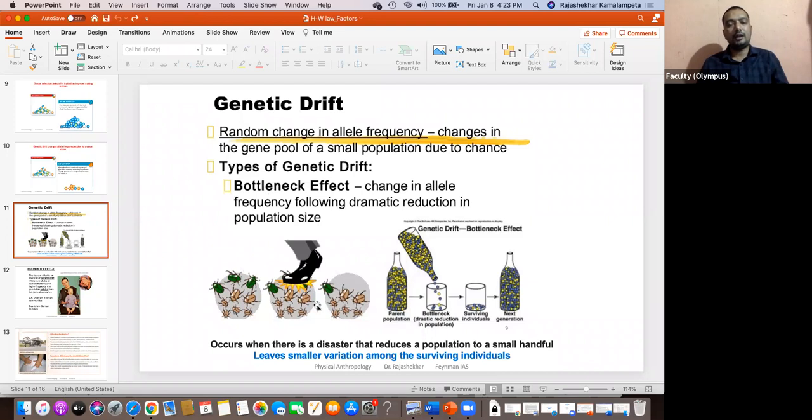Instead of these nine of them, if there are 100 of them, an event like this would not cause enough damage to them. I'll give you human examples of this, okay? For now, just focus on understanding this. I'll give you a well-known human example you can write as a case study.